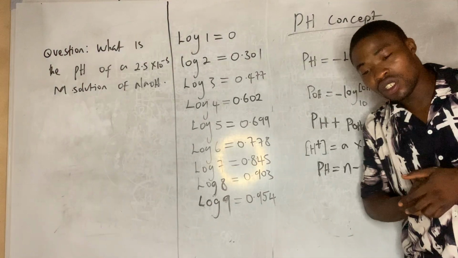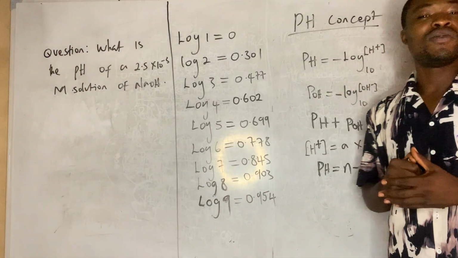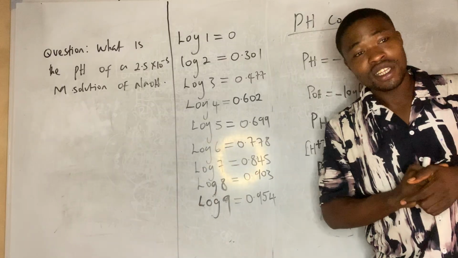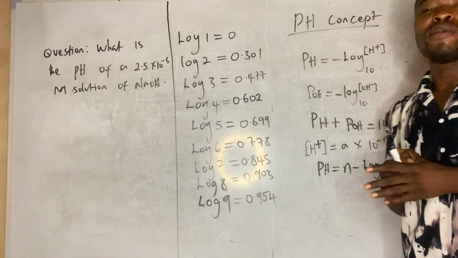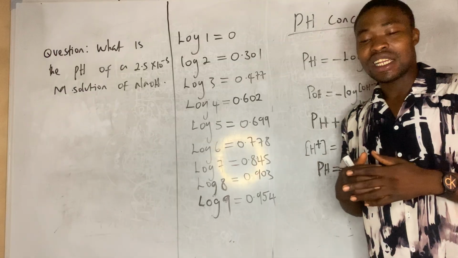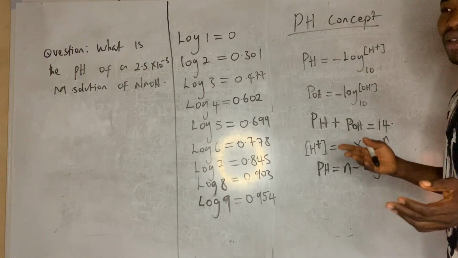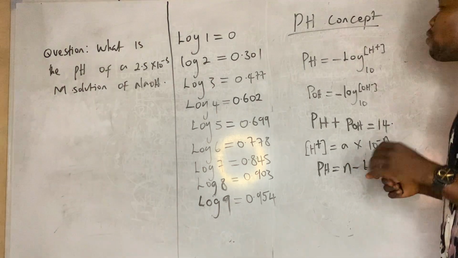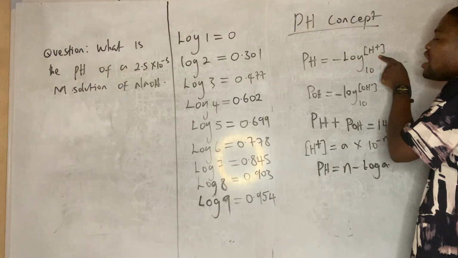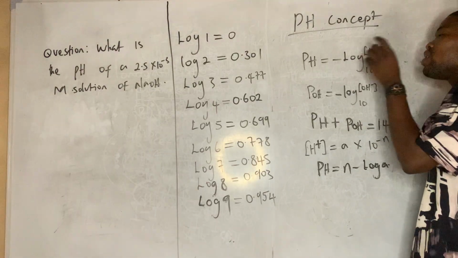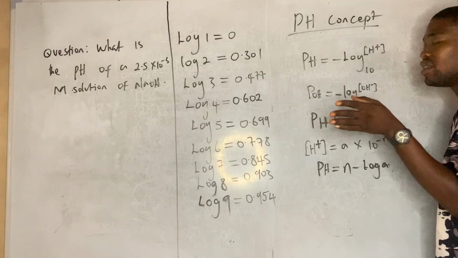The pH concept was devised by Soren Sorensen many years ago. It's a measure of acidity and alkalinity of a substance. For calculation purposes, the formula is the negative logarithm of hydrogen ion concentration to base 10. This formula works for strong acids and strong bases.